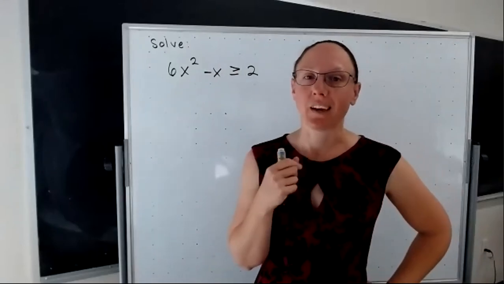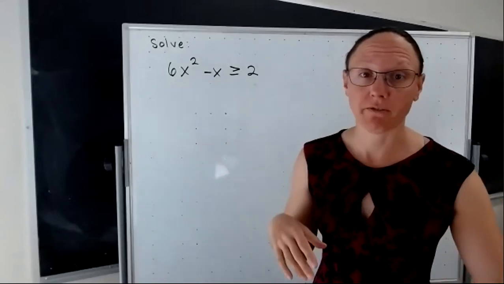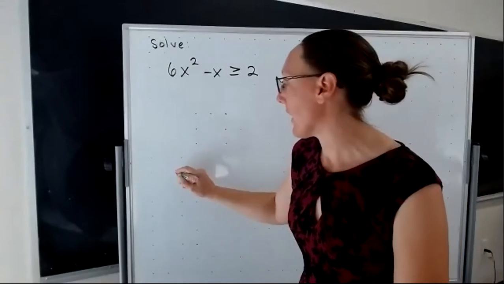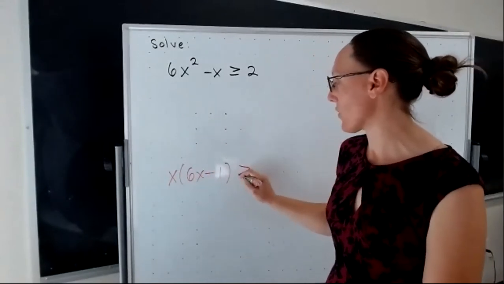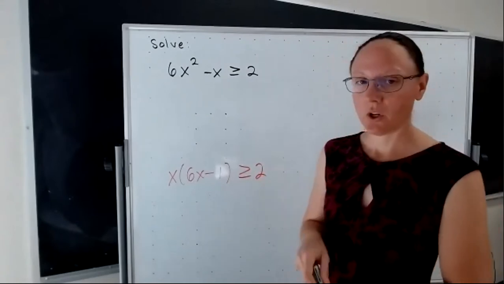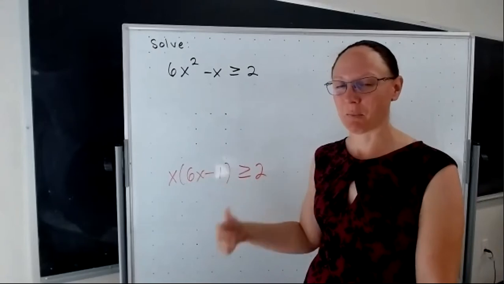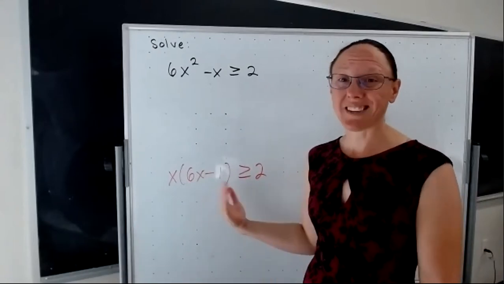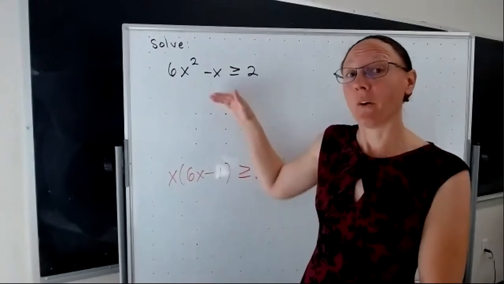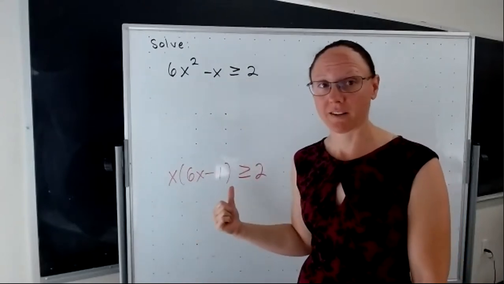The reason being, if I were to take this left-hand side and just for fun, factor out an x, and then have x times (6x minus 1) is greater than or equal to 2. Well, there are a whole lot of numbers that I can multiply together and get something bigger than 2. So this isn't wrong. It's an equivalent form, it's just not a useful form for us.